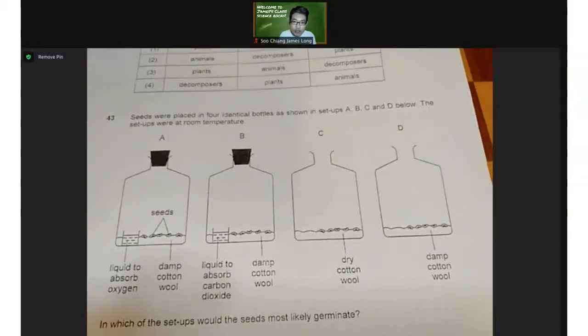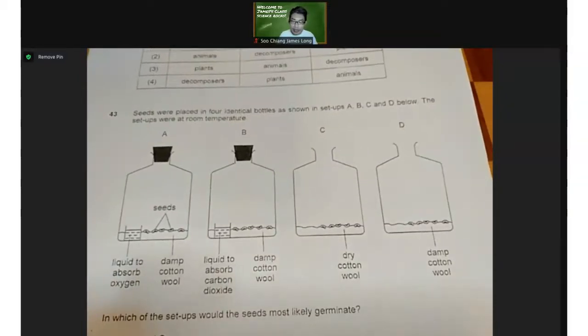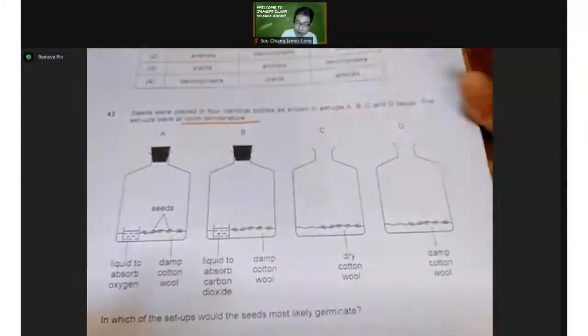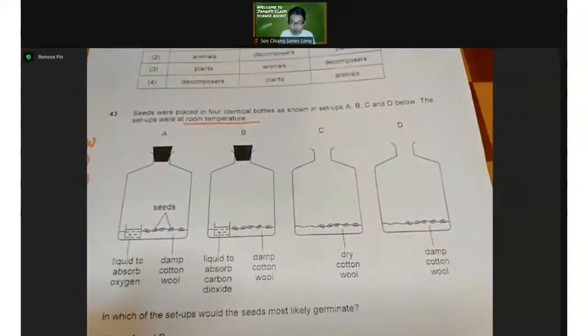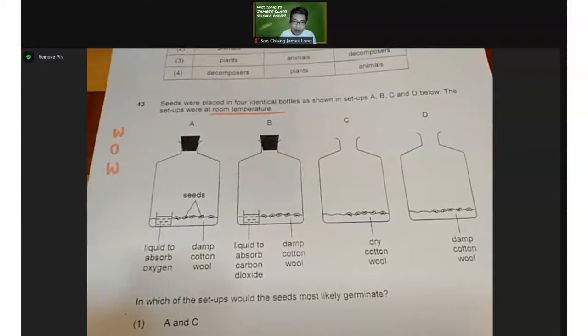Continuing our revision on germination, now we have a different experimental setup. Seeds were placed in 4 identical bottles as shown in these setups A, B, C, and D. Whenever we have various setups, we have to do comparison. And we need to look at the conditions given to us. Now we know that they're all at room temperature. Remember we talked about earlier on, we need to have warmth, oxygen, and water in order for germination to happen.